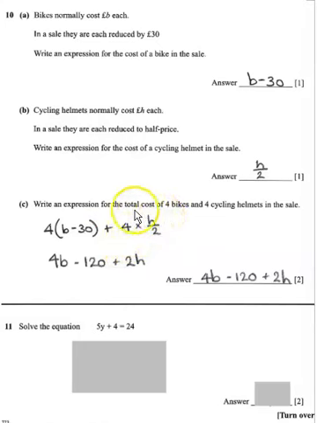Next one, we have to multiply the cycling helmets by 4, and this is what I've done here. So to expand this bracket, we're multiplying 4 to everything inside this bracket. So it's 4 times B would be 4B. 4 times 30 is 120. And then we multiply this one, but it's 4 divided by 2 here, because you're halving it. So 4 divided by 2 is 2, and we have 2H. And so the final expression is 4B take away 120 plus 2H.